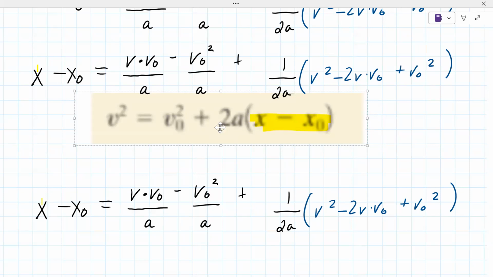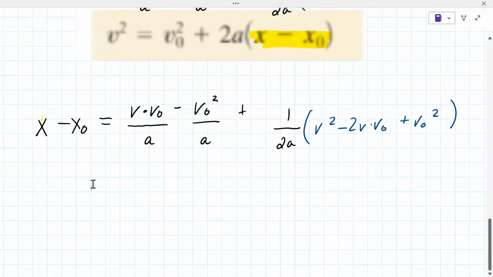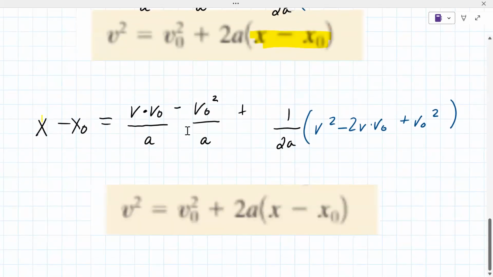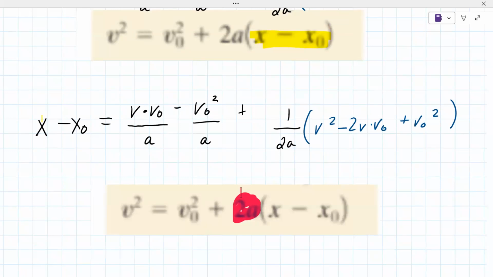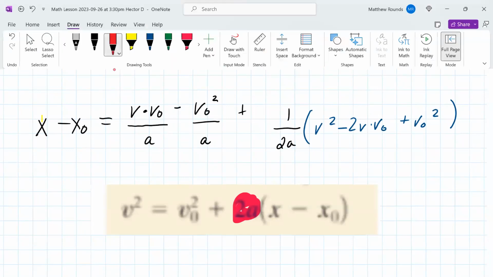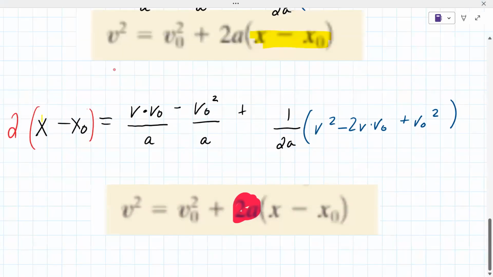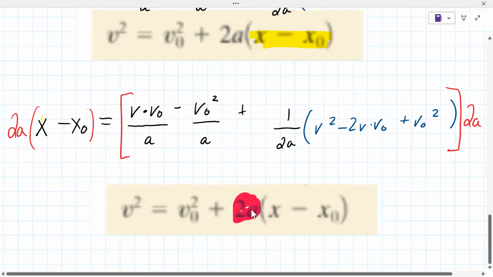Okay. So now, if we look ahead to the final answer, the next thing I want to draw your attention to is the 2a here. We want to get a 2a in front of x minus x0. To get that, we're going to multiply everything by 2a on both sides of the equation. We can do that by multiplying both sides by that.